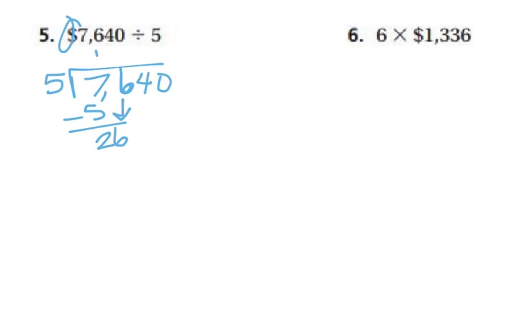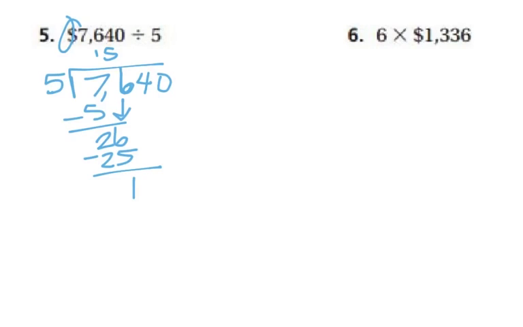Now I can bring down. How many times does 5 go into 26? I ask myself. 5, 10, 15, 20, 25. Well, it goes in 5 times. So I write the 5 up top. I tried to write it above the 6. And then I write the actual multiple under 26. So that was 25. Then I subtract. 26 minus 25 is 1.